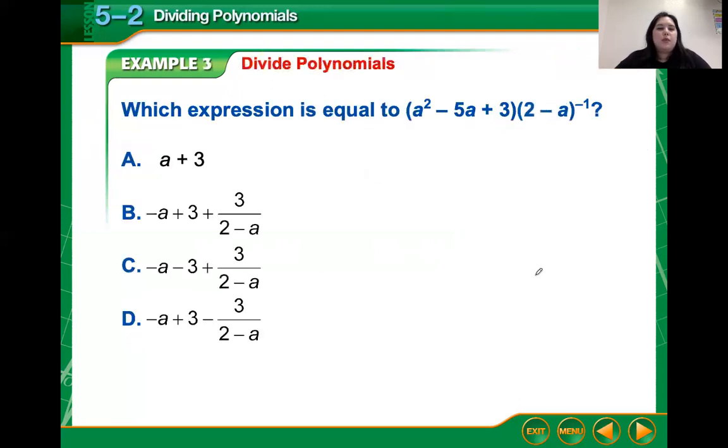Next, we're going to walk through this problem. We have a squared minus 5a plus 3 times 2 minus a to the negative 1. And we have some options. Notice B, C, and D have a fraction involved. This is what our remainders are going to look like. They are going to be written as a fraction, but you don't have to go any further than that.